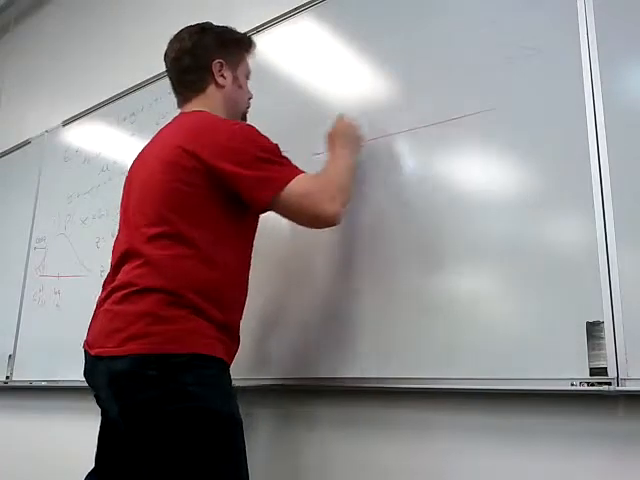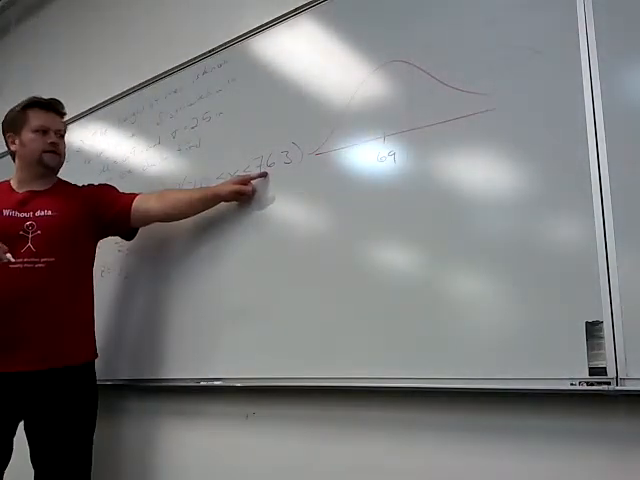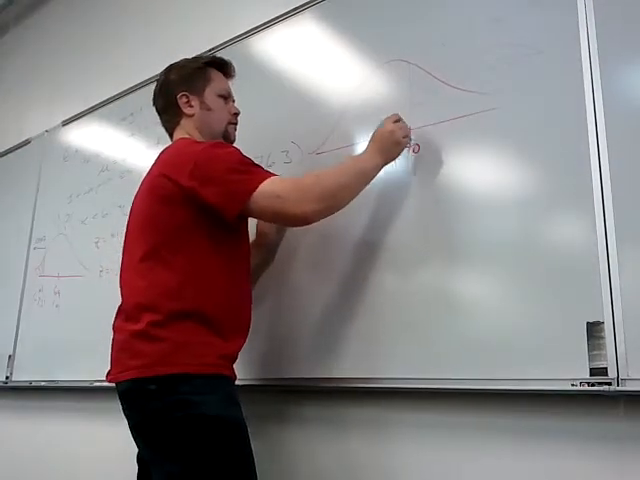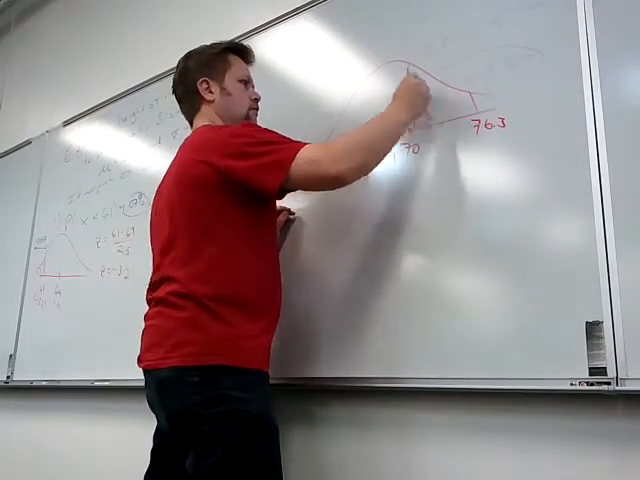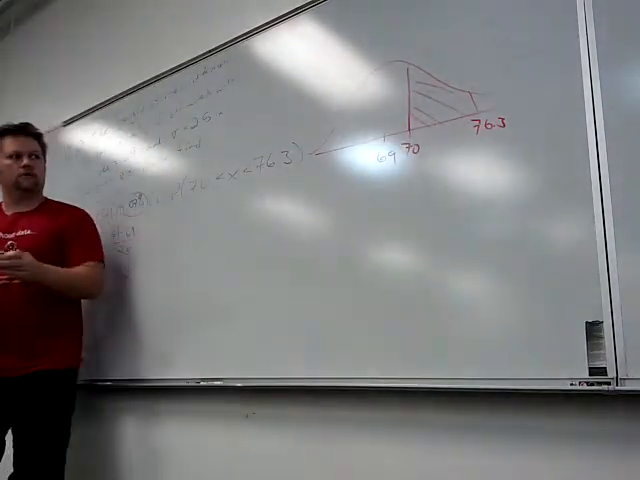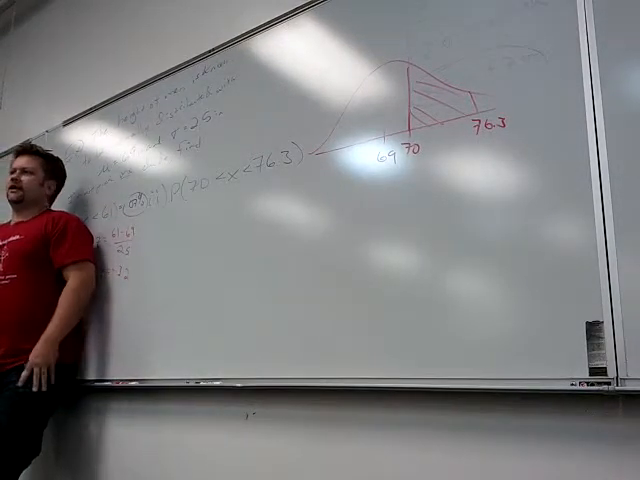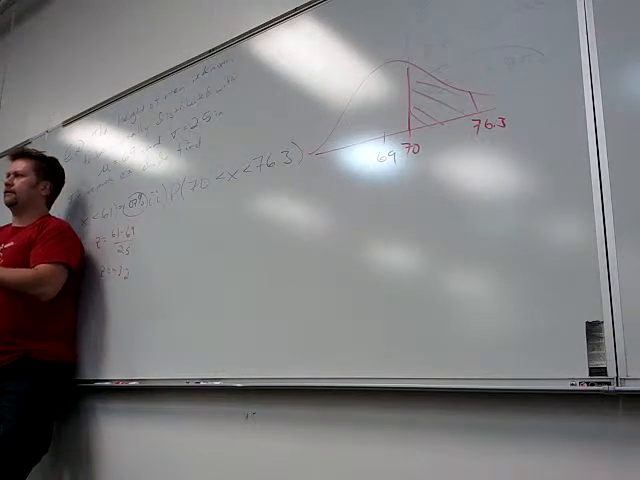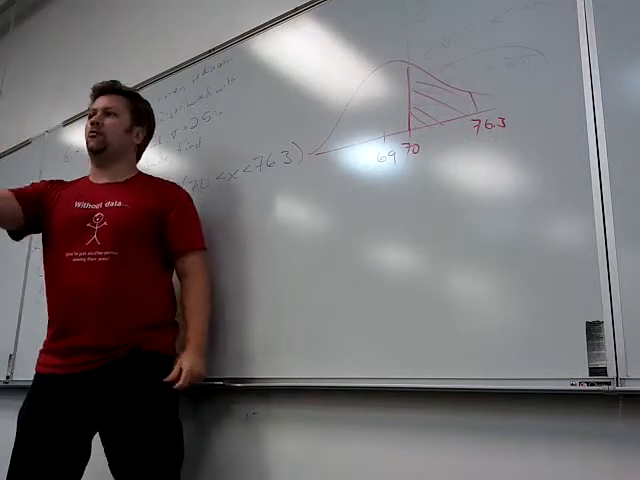What about this guy here? 70 and 76.3 are both on that side of it. So I want that area there. This is kind of the worst problem because it's got two problems in one. How many z-scores do I have to calculate? 2. I like it. The biggest mistake I see is people make one z-score.